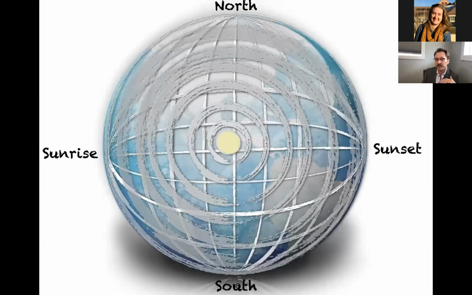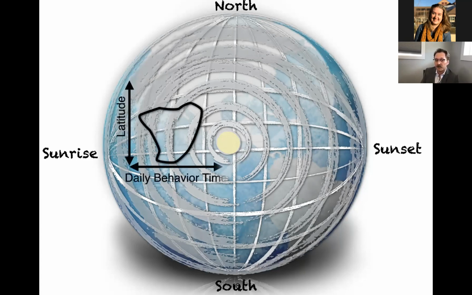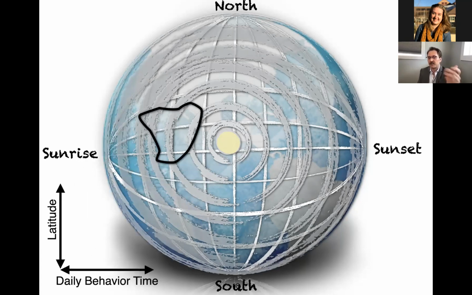Okay, so here we're sitting on the sun, we're looking at the planet, and the planet's spinning in front of us. And so on the left, you have sunrise, on the right, you have sunset, and then the north and south poles. And what we might see is a bird living in a niche of energy, we might see them occupy what we would measure as latitude and behavior time. So we would say, we see this bird active from 2 hours before sunrise until 2 hours after sunrise in North America, for example. Okay?